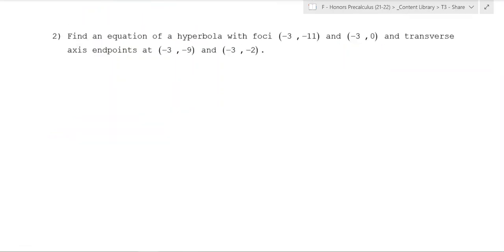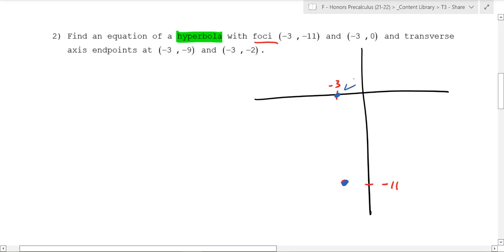In this one right here, we're looking for the equation of a hyperbola. It gives us foci and the transverse axis endpoints. So let's graph these and see what they look like. The first thing I graph are the 2 foci: -3, 0, and -3, -11. That means that the center is going to be right between the two. So let's put that center in right here.